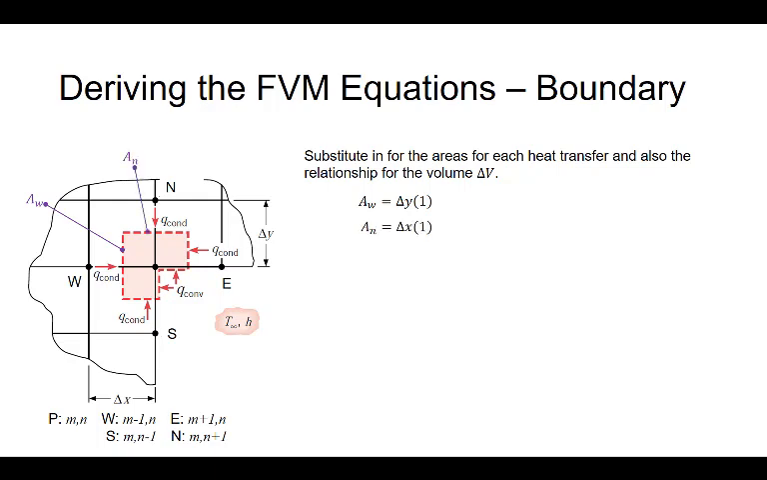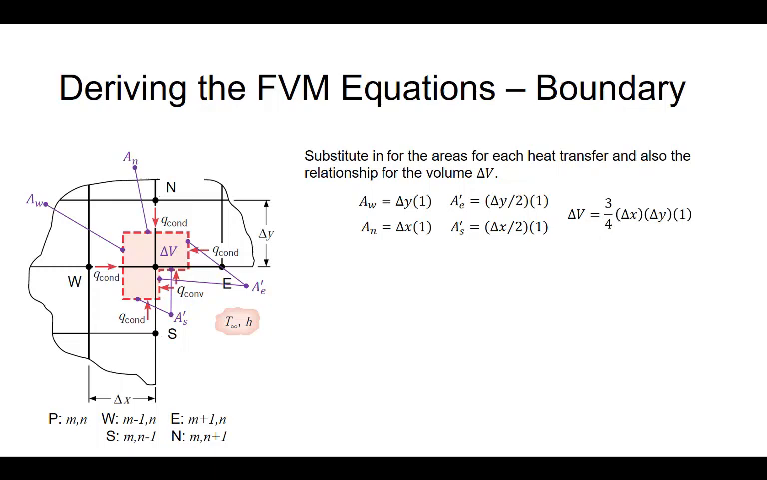Similarly, the north face is equal to the spacing delta x times 1. The east faces are broken into two pieces. Each represents delta y halves times 1, since the face is broken down the middle in this mesh. Similarly, for the south face, the area of each part is equal to delta x halves times 1.